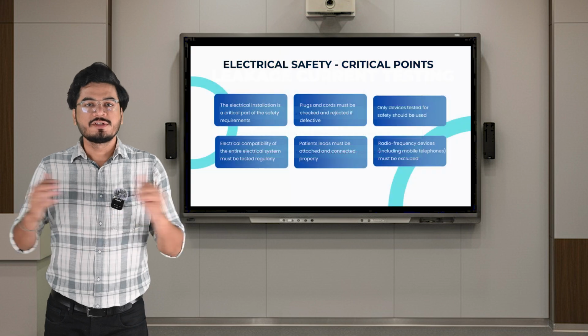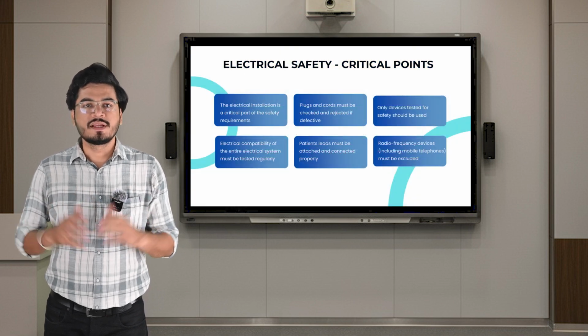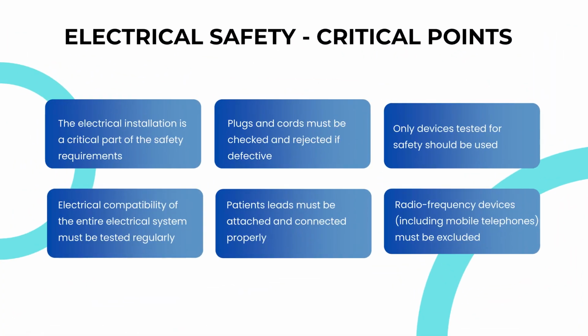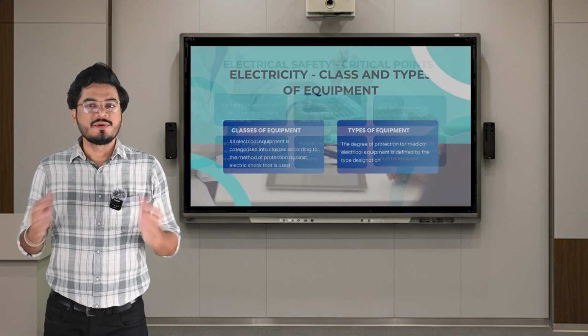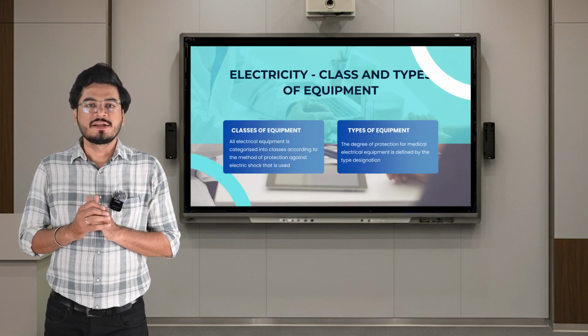So what are the critical points of electrical safety? Some critical safety points are: check electrical installation often, reject damaged plugs and cords, only use devices that are tested and approved, and avoid radio frequency interference from mobile phones. These simple steps prevent many accidents. Then equipment classes. Medical devices are grouped into classes based on protection against electric shock.